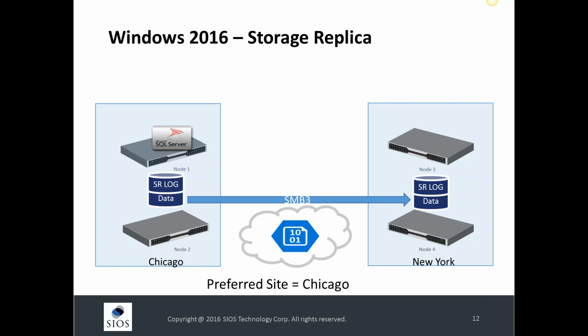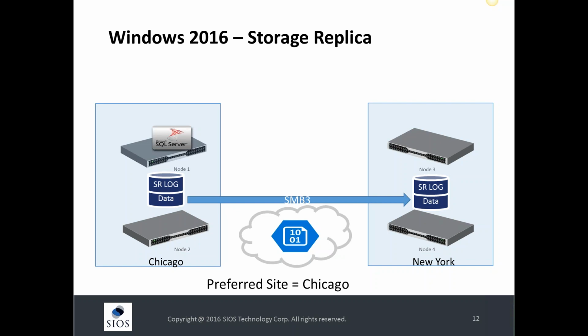So this is enabling a multi-site cluster. What we have here is node 1 and node 2 connected to some shared storage in Chicago, and node 3 and node 4 also connected to some shared storage in Chicago. In this case, nodes 1, 2, 3, and 4 all participate in the same failover cluster instance. However, the shared storage in Chicago is not available in New York, and vice versa. The New York shared storage is not available in Chicago.